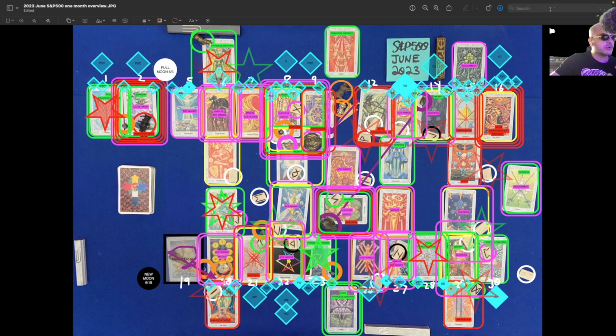I know when I was doing the June SPX reading, there were 2 highs and 2 lows. It kind of went back and forth. So maybe that's sort of what's happening here. We go kind of like something like that. We'll have to see. That's the S&P 500 for June 2023.